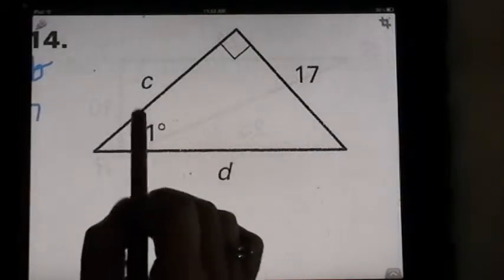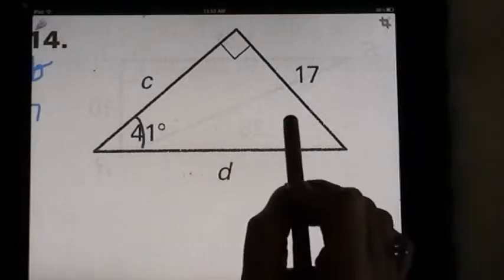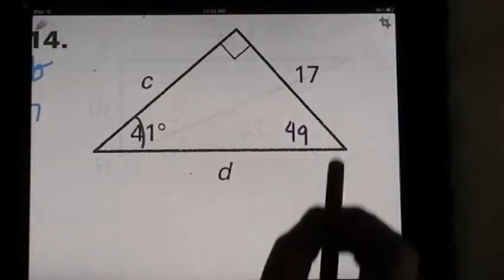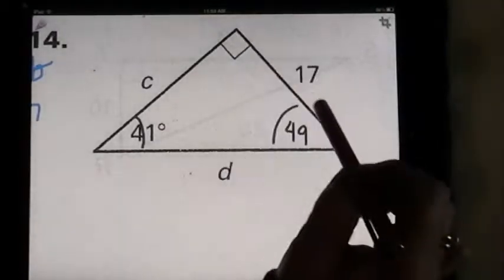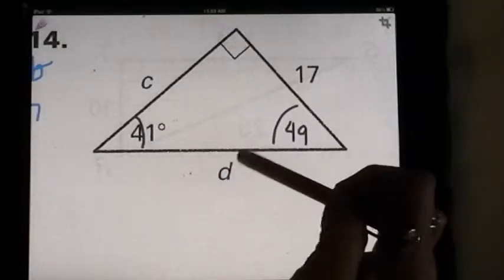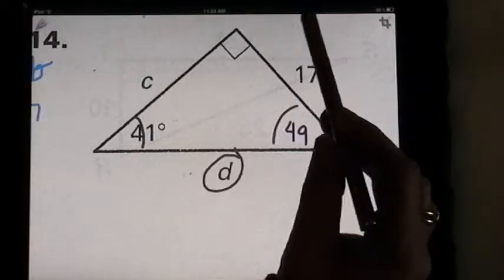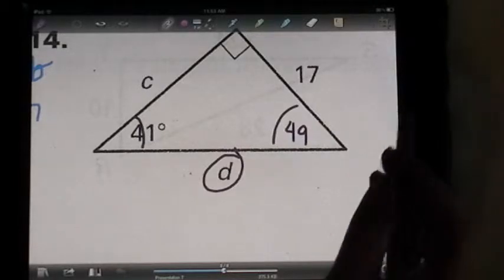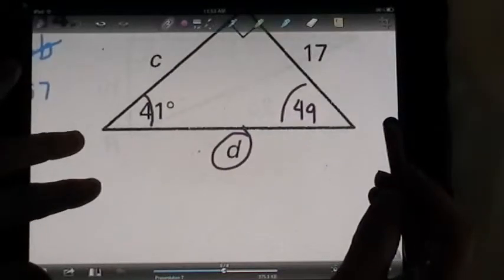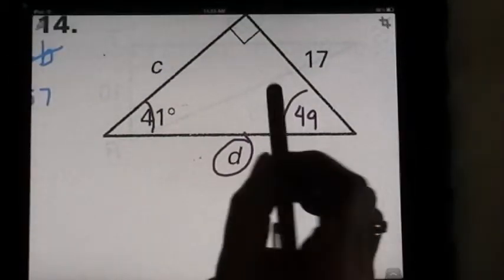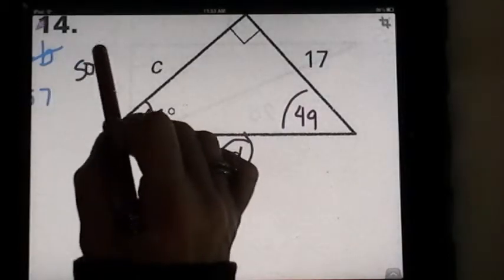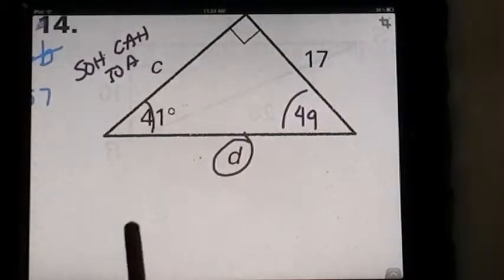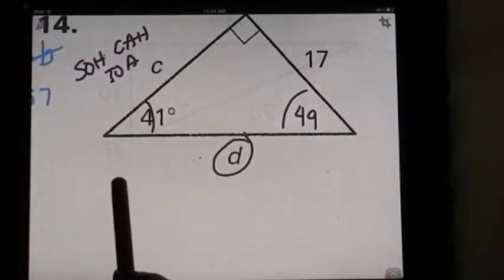Okay, I have a 41-degree angle here. That makes this one 49. This 49 and 41 is 90 degrees. And I have a hypotenuse that I'm looking for. And I also can look for either the opposite side or the adjacent side, depending on how I'm looking at it. Let's write our reminder up here. SOHCAHTOA.